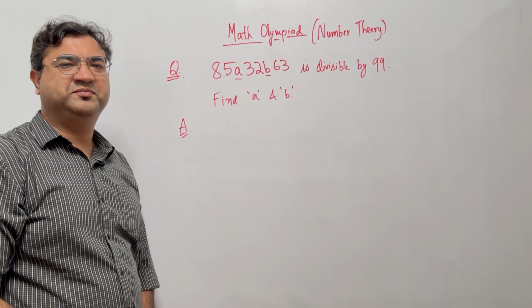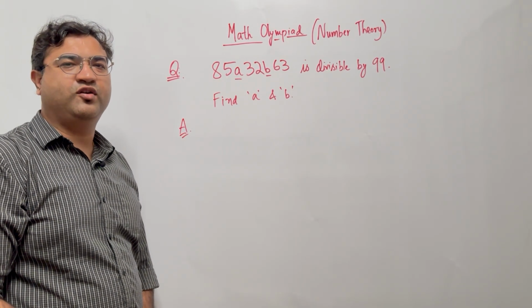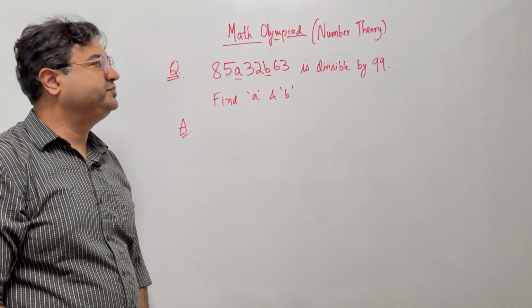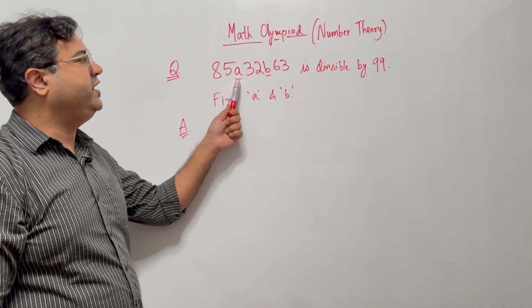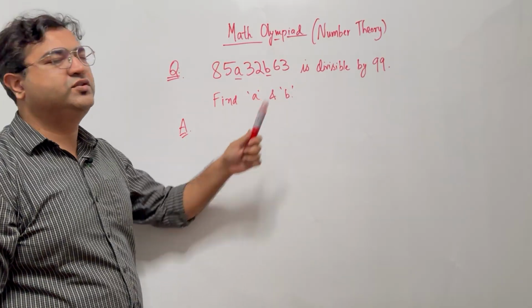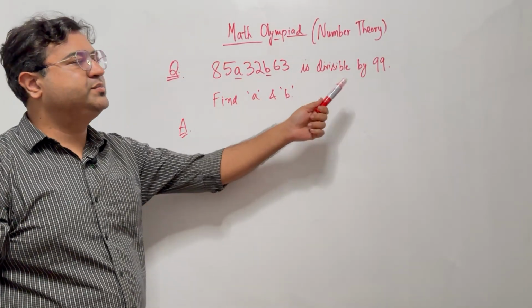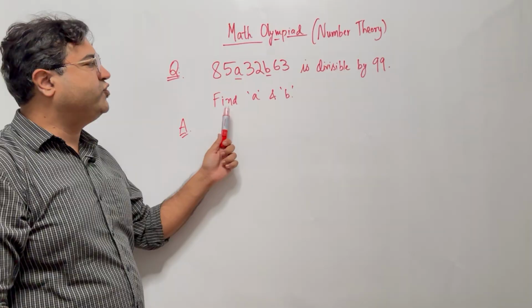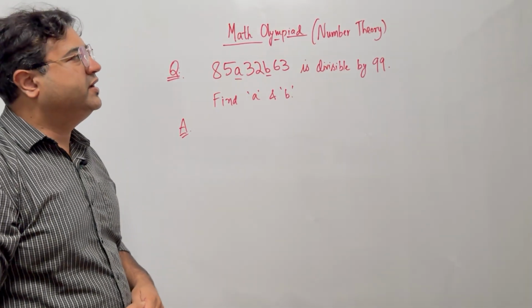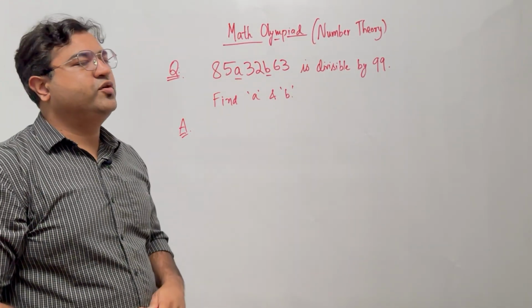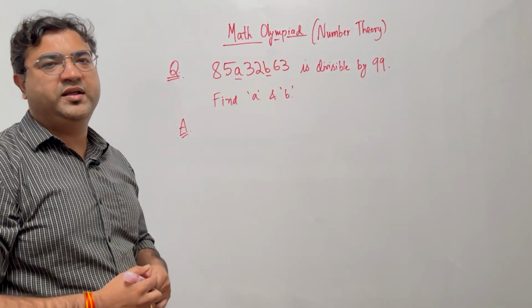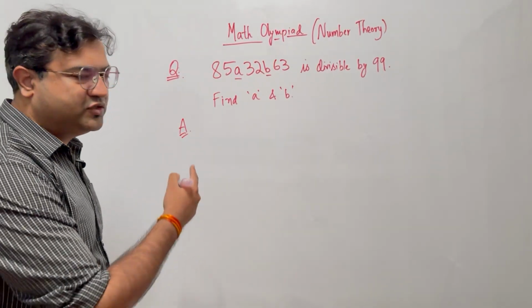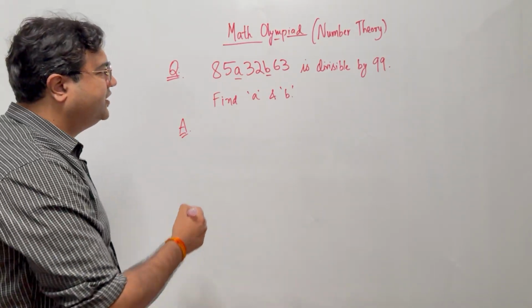Welcome to the video. So today we are going to solve another Math Olympiad problem. This 8-digit number 85A32B63, if it is divisible by 99, then we have to find A and B. This is one of the number theory problems where the concept we have to learn is about divisibility by another number. So let's get into it.